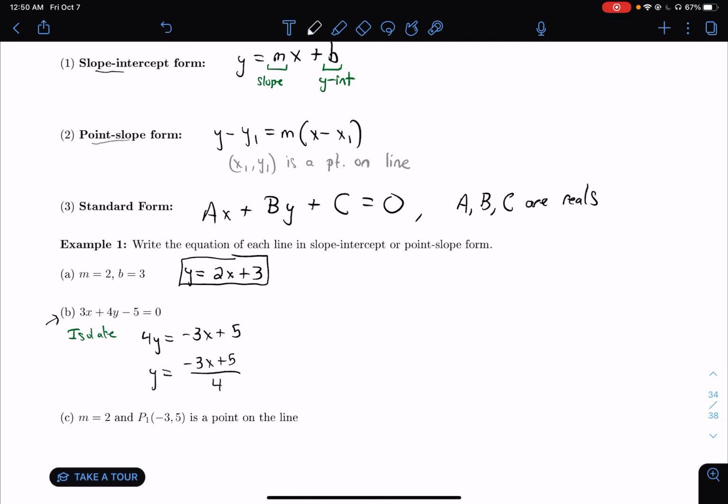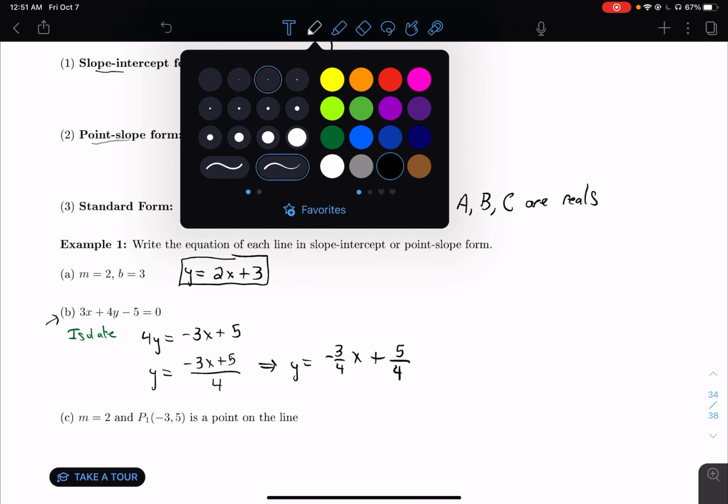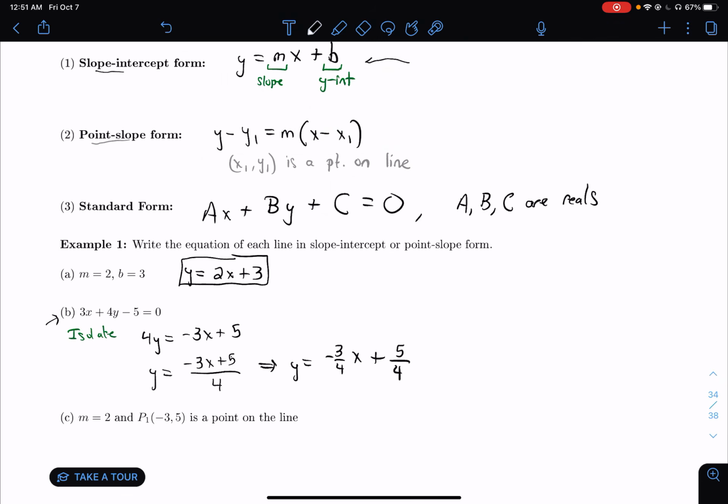To make it look a bit more like my y equals mx plus b form, let's split up this fraction. So this becomes y equals the first term, negative 3x divided by 4, which gives me negative 3/4 x, plus that second term, 5 over 4. So those are the same. I've put this into slope-intercept form, y equals mx plus b form.